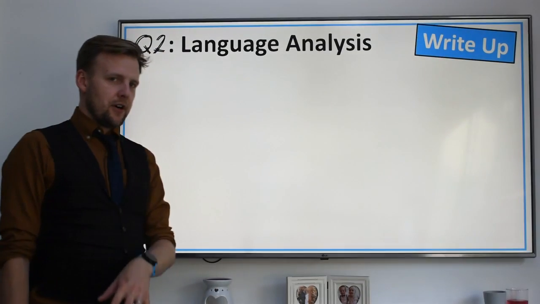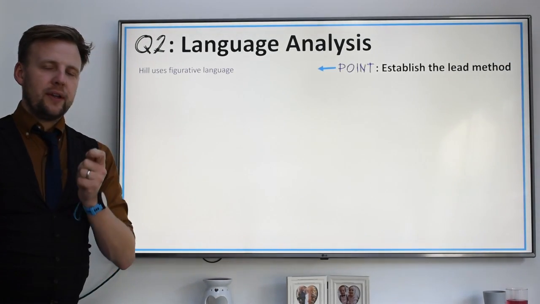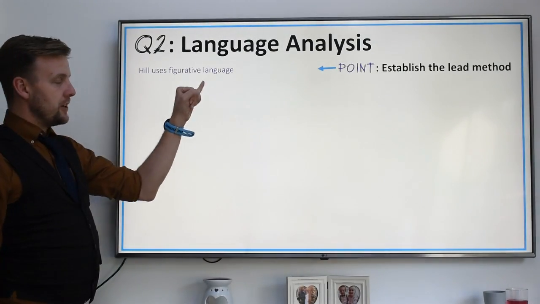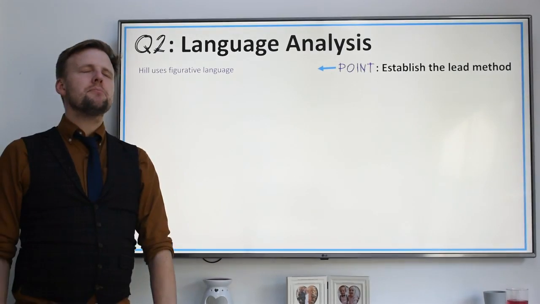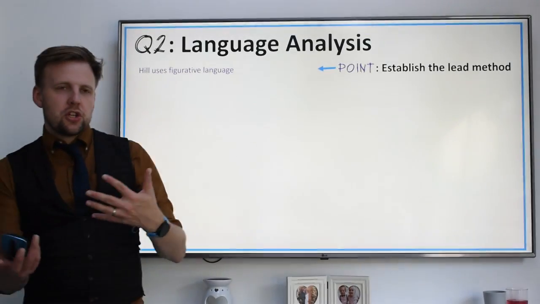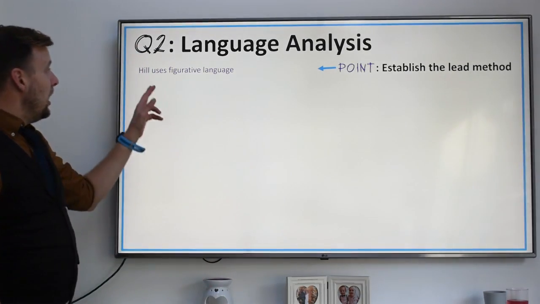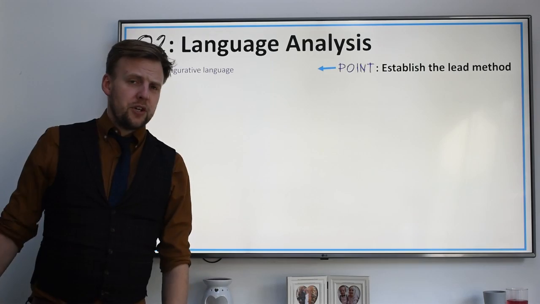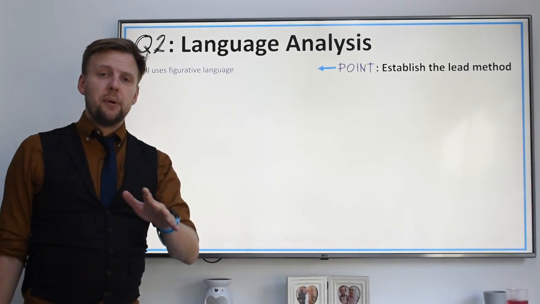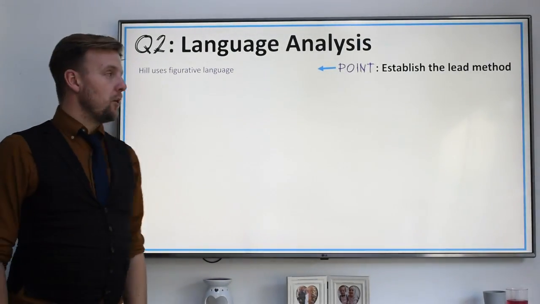Okay? Now, very, very simple. First of all, make a point. The point needs to establish the method. It could be as simple as this. Hill uses figurative language. Perfect. Absolutely perfect. There's no bonus marks for Hill skillfully uses a combination of blah blah blah. No extra marks. Hill uses a number of language devices, including, you ain't got time. You ain't got enough ink in your pen. You ain't got enough time on the clock. Hill uses figurative language. Bish bash bosh.